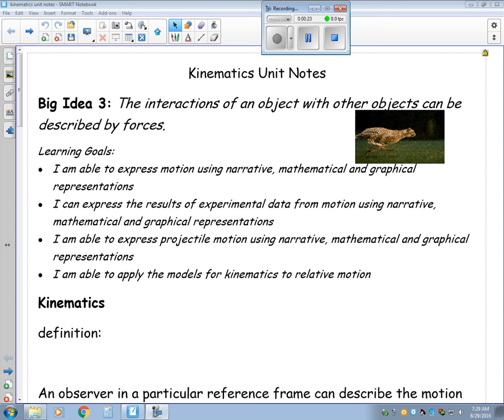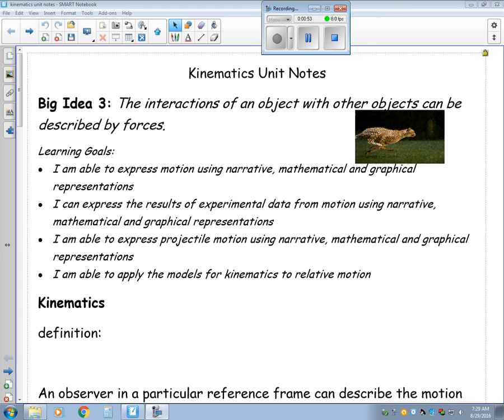The interactions of an object with other objects can be described by forces. And there's a lot that goes into that. So we're going to be spending a large part of this year with big idea 3. So we have our learning goals here. The first one basically talks about motion: talking about it, doing math with it, graphing it. The second one is all about how you conduct experiments with motion.